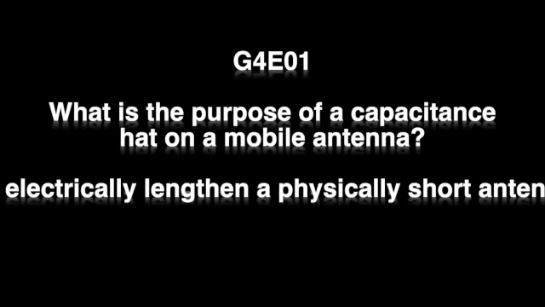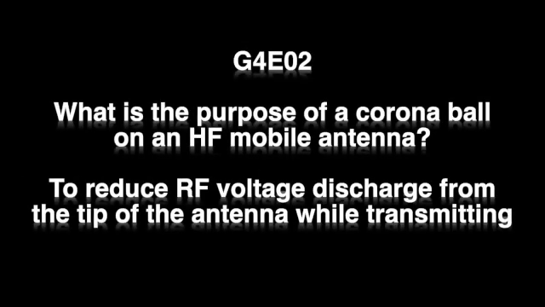Group G4E: mobile and portable HF stations, alternative energy source operation. G4E01. What is the purpose of a capacitance hat on a mobile antenna? To electrically lengthen a physically short antenna. G4E02. What is the purpose of a corona ball on an HF mobile antenna? To reduce RF voltage discharge from the tip of the antenna while transmitting.